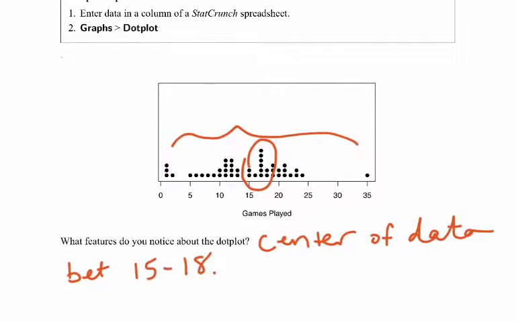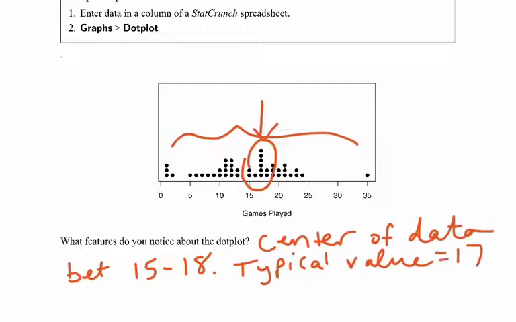What is the most common value? So we could say the typical value. Well, the typical value would be the one that's got the most dots. Remember, the number of dots tells you how many observations there are for that value. So the highest column of dots would be right here, and that would be at 17.